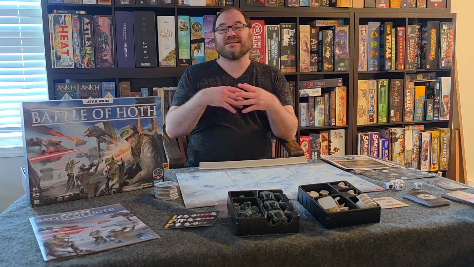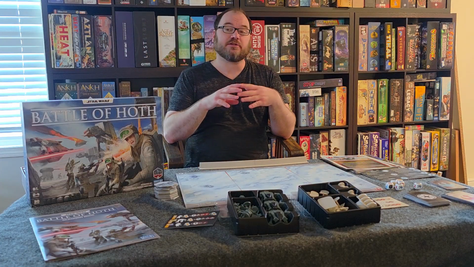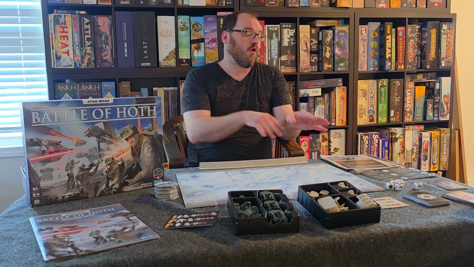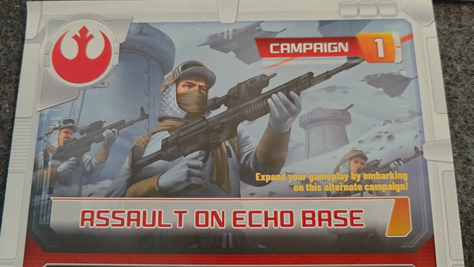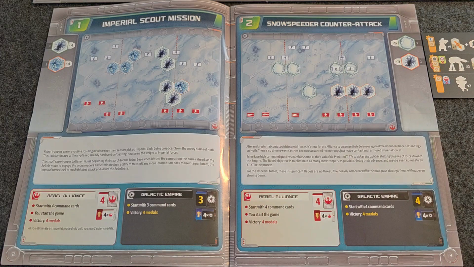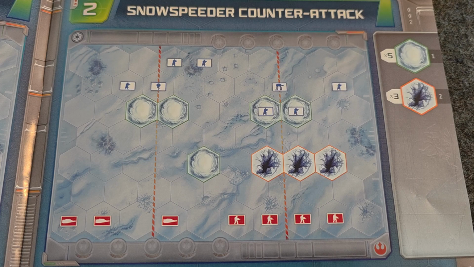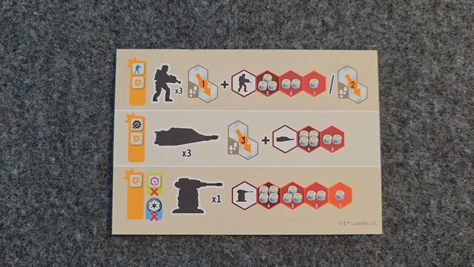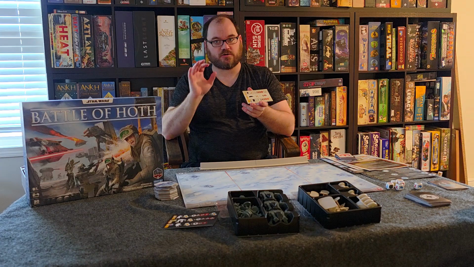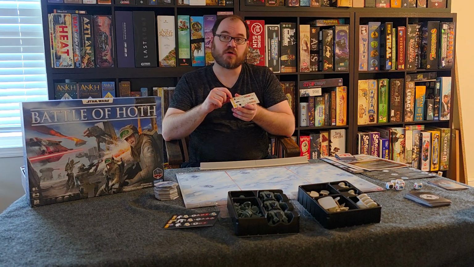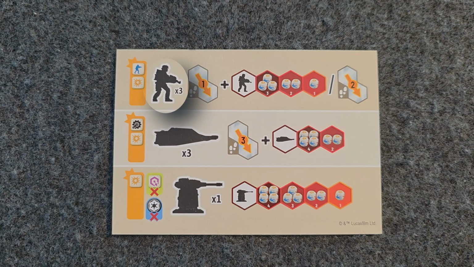First, the setup is going to be scenario specific. You're going to choose a specific scenario or choose a campaign to play, and that's going to tell you which terrain pieces and which units to put out on the board. Each unit will also have a certain set number of pieces that are going to be placed with it during setup. So the rebel infantry will get 3 pieces, whereas the artillery gets 1.